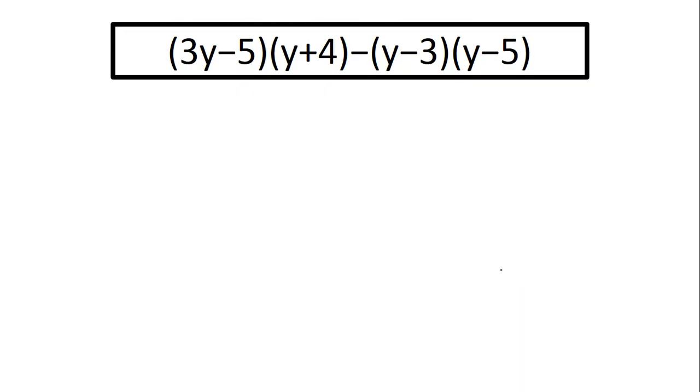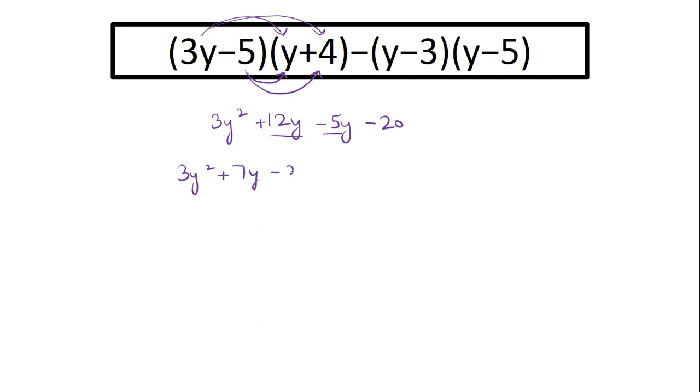Moving on. Now here I have a similar question just with some different values. So again, 3y times y gives me 3y squared, then 3y times 4, which means 3 times 4 is 12, and then I have a 12y, and then negative 5 times y would give me negative 5y, and negative 5 times positive 4 gives me a negative 20. Then maybe I could just simplify this further, where I figure out the like terms, that is 12y and minus 5y. 3y squared doesn't have a like term, so it just comes down the way it is. 12y minus 5y means it's a 7y, and then minus 20.